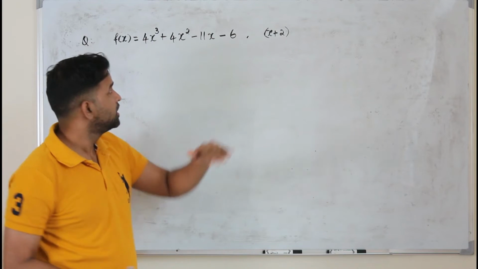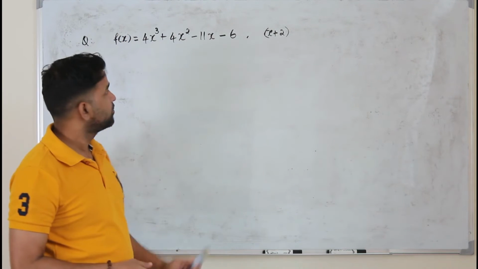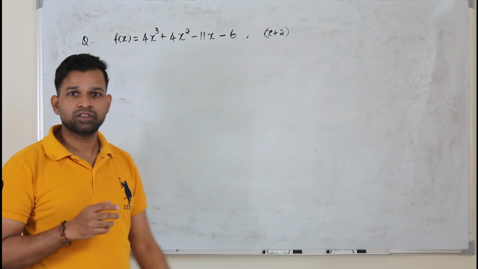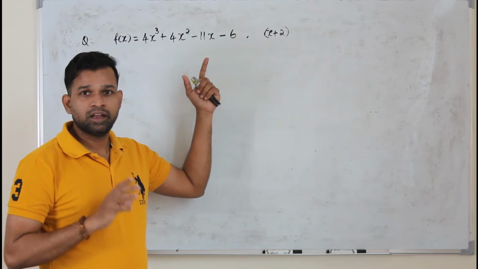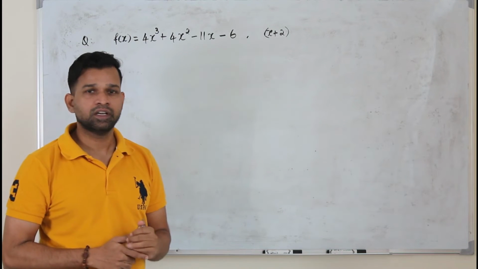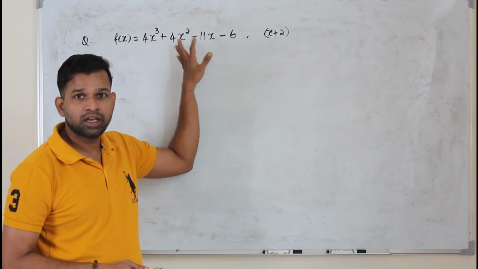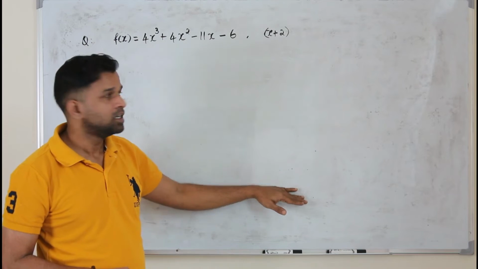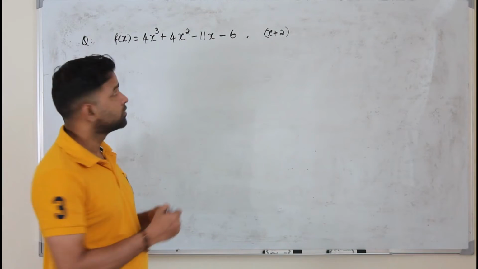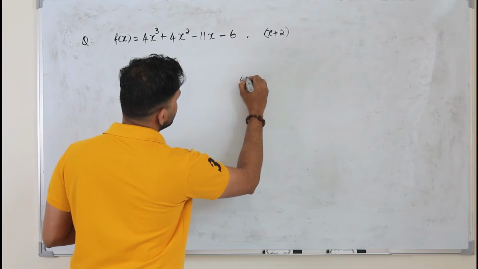In part B, they want you to factorize this function completely. So how do we factorize this function? When we learn the long division method, we learn very clearly how to factorize a given function completely. Once you know this is a factor of this f of x, you are going to use the long division method to factorize this function.